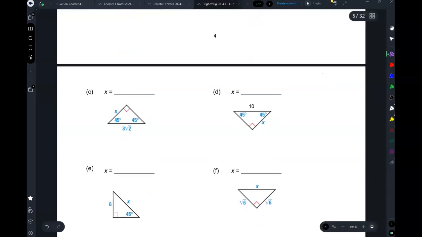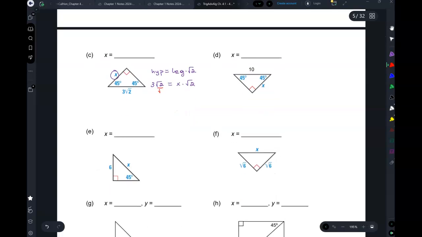Okay, in this case, now we're missing the leg, right? So let's do this. Hypotenuse equals leg times root 2. What's the label for the hypotenuse here in the diagram? 3 root 2. What's the label for the leg? x times root 2. So we have to solve for x, right? So what do we do? Divide both sides by root 2. So how much is x?